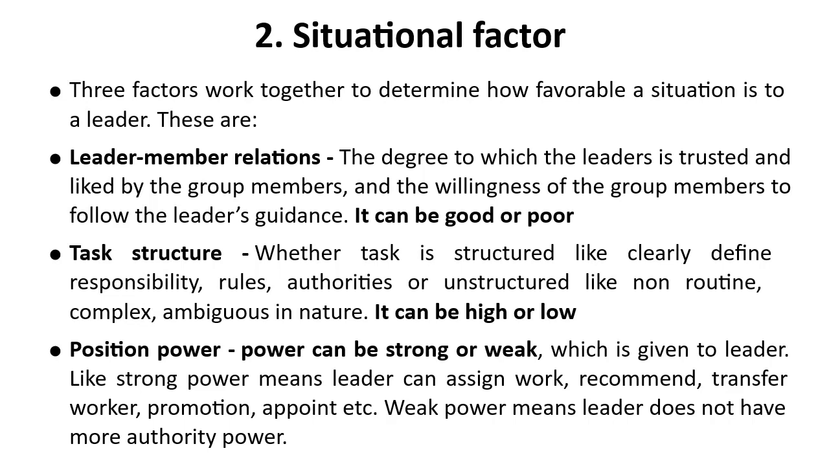These three factors work together to determine how favorable or unfavorable a situation is for any leader. This situation is based upon the leader's point of view. The first factor is leader-member relationship, meaning the relationship between leader and members. What does it mean? Whether they want to work together, whether they have trust with each other, willingness to work, willingness to share ideas, whether they are happy to work together. If this is there, the leader-member relationship is good.